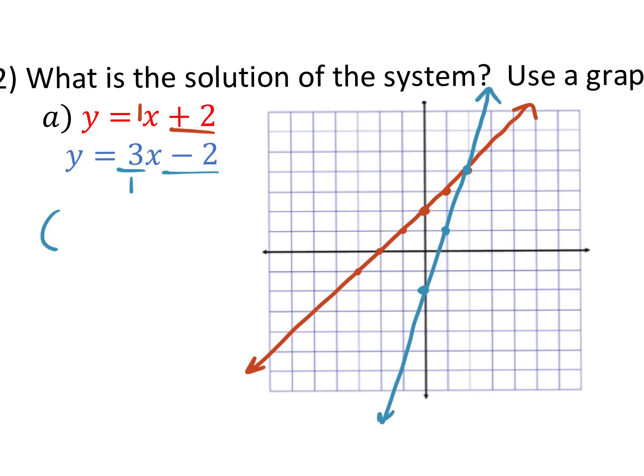Can you name that solution for me? Two and 4. 2, 4, right? You go from 0, 0, 2 to the right, 1, 2, 3, 4 up. So 2, 4 is your answer.